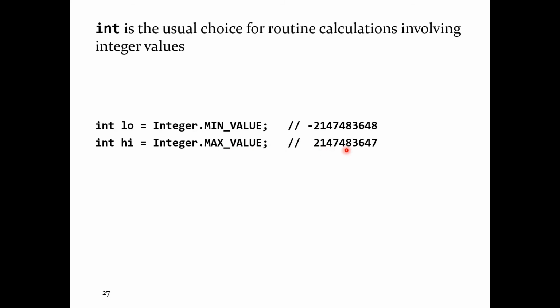And so the numbers are big, but they're not huge. MAX_VALUE is roughly 2 billion, and MIN_VALUE is roughly minus 2 billion. And those are all of the values that you can represent with int. So from minus 2147483648 up to and including 2147483647. But you cannot represent a value bigger than that with an int, and you cannot represent a value less than that using an int.